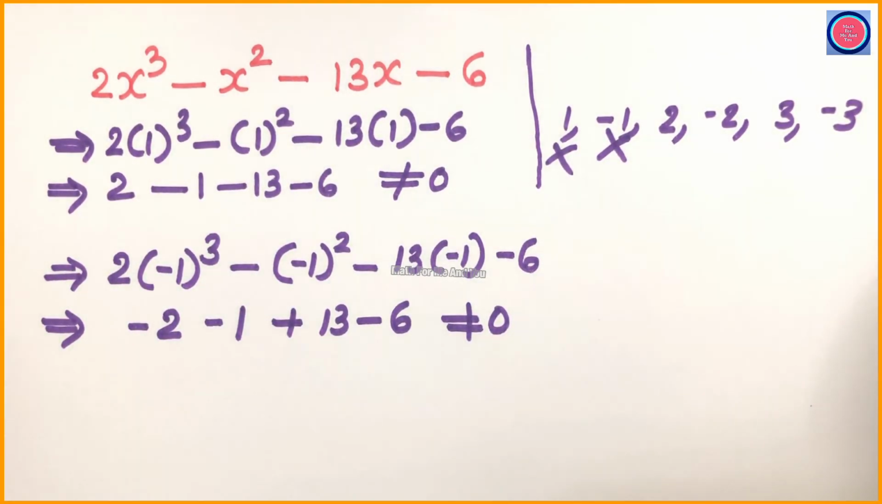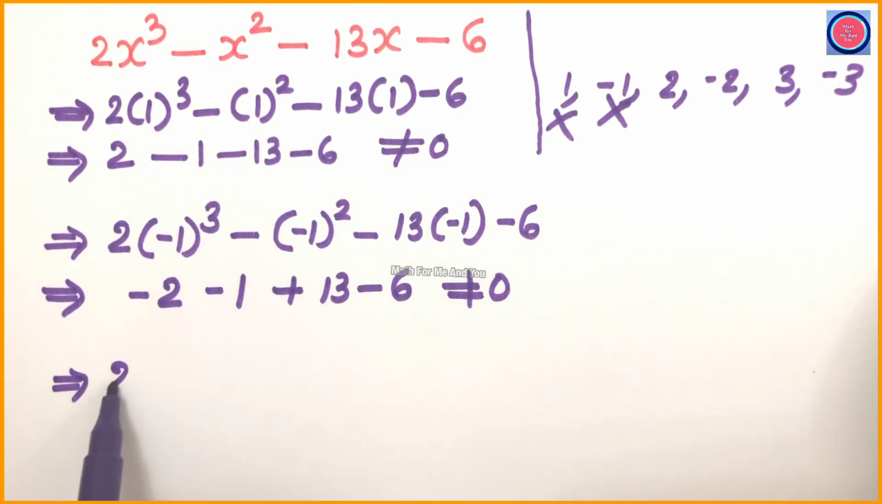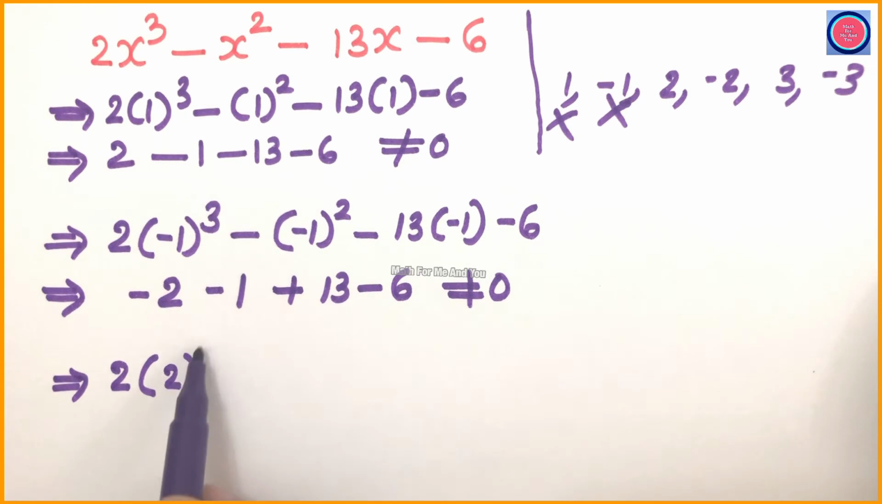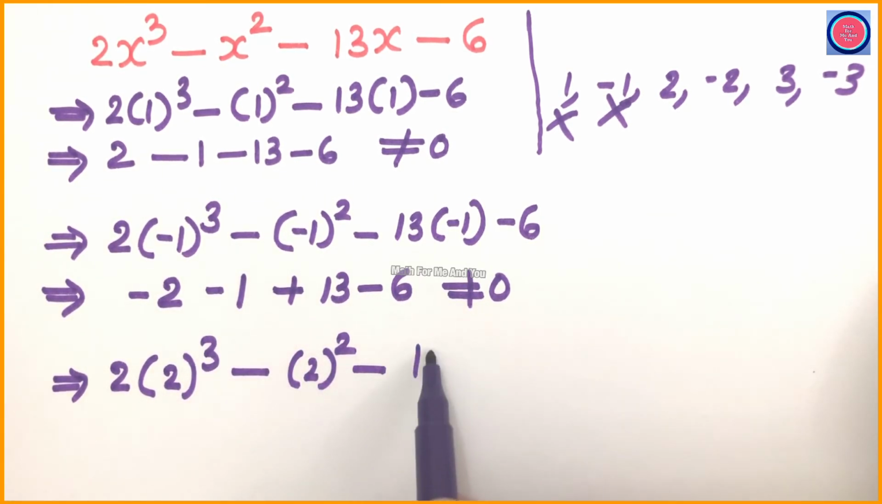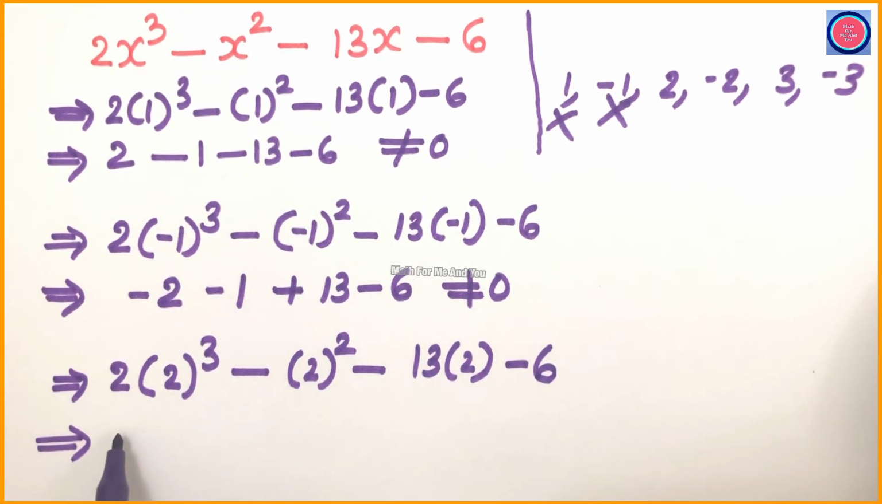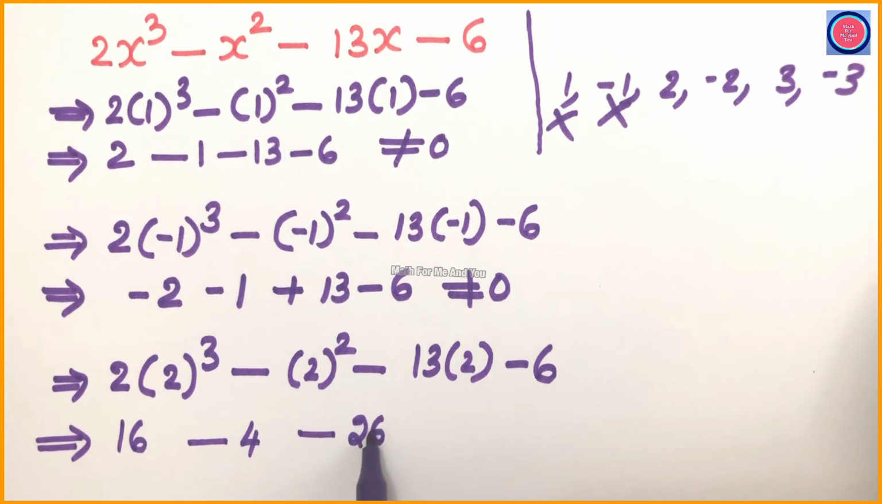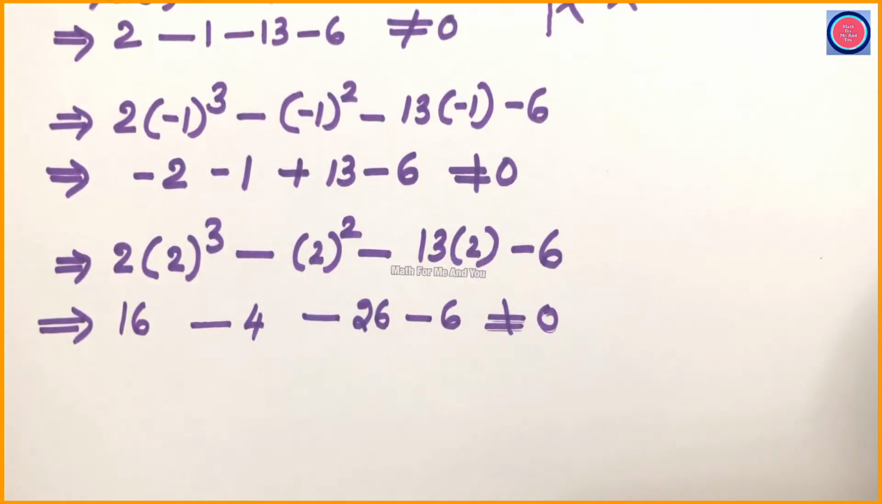Try with 2. When x equals 2, what answer do we get from the polynomial? 2 times 2 cube, minus 2 square, minus 13 times 2, minus 6. 2 times 2 cube is 2 times 8, that is 16, minus 4, minus 13 times 2 is minus 26, minus 6. Here also we are not getting the answer 0. So 2 is not a root. Now try x equals minus 2.